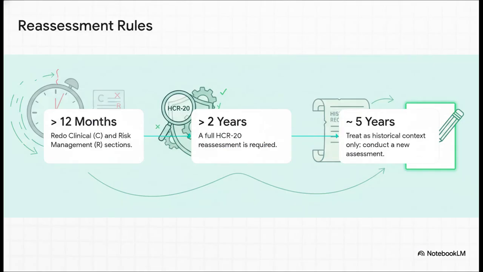Here are the basic rules of the road. If it's been more than a year, those CNR scales are stale. You've got to redo them. After 2 years, you need a full do-over, the whole shebang. And at 5 years, that old report is basically ancient history. It's context for sure, but it is not a reflection of current risk.